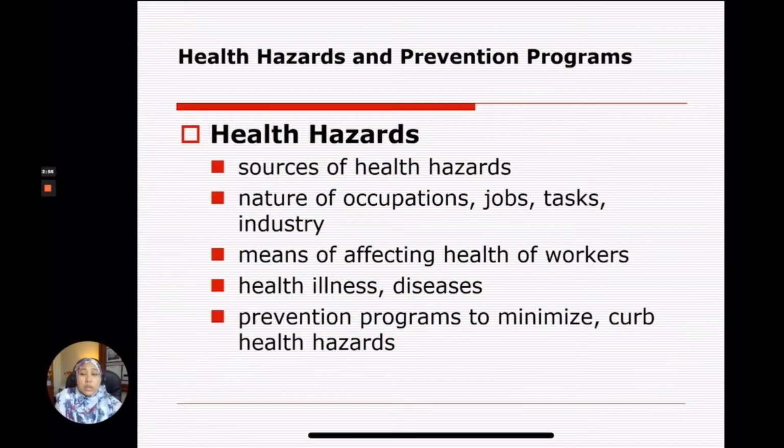So usually the company will have their own prevention program. What companies usually do is identify the health hazards and the sources of the health hazard, and then they need to know the nature of the occupations, the job, the task and industry, and the severity of the effect on the health of workers, and they need to study the health illnesses and diseases. From that, they will know the control measures, the suitable programs to minimize or curb the health hazard.